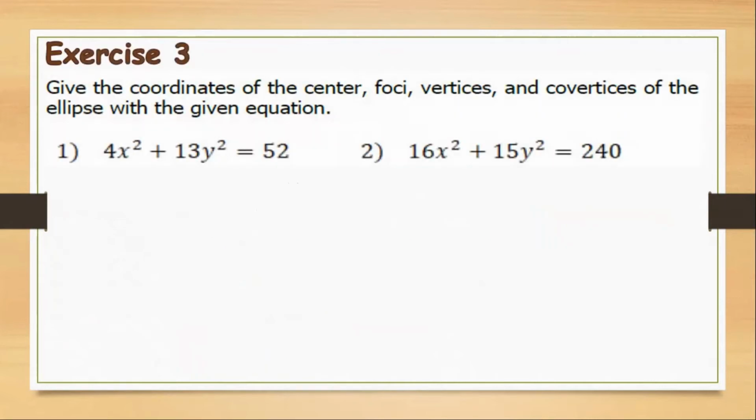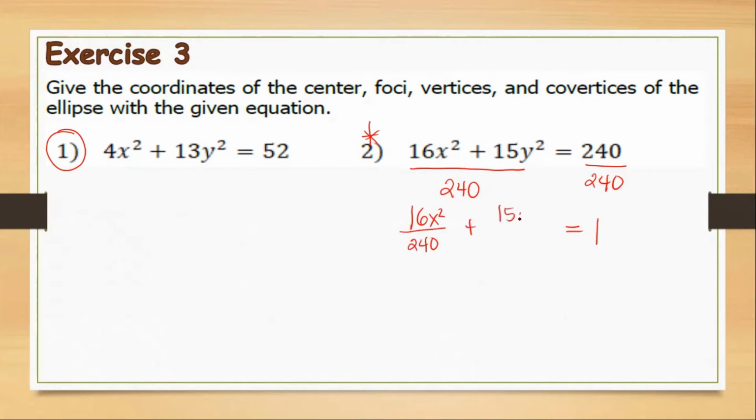Let's continue with our exercise 3. I think I should answer this number 2, and again, to my students, I will leave number 1 to you. Okay, so let's have this one. We have to divide both sides by 240 in order to make the right side of our equation equal to 1. So that is 16x squared over 240 plus 15y squared over 240.